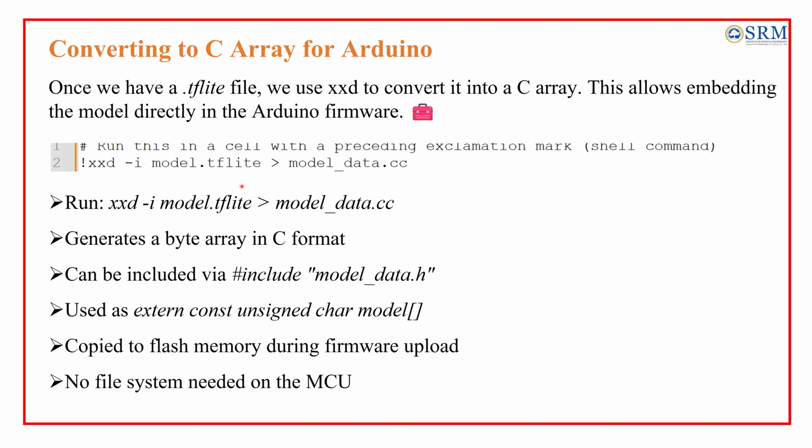The command we are using is !xxd -i with the model which we created, and the name we turn into a .cc file. We run this command and it generates this C format, which can be included via include .h. We will see that further. It's copied into flash memory during the firmware upload. So this byte array is compiled into the firmware, and at runtime, TensorFlow Lite Micro can read it directly. Think of it as embedding the model into the program, or the Arduino itself.